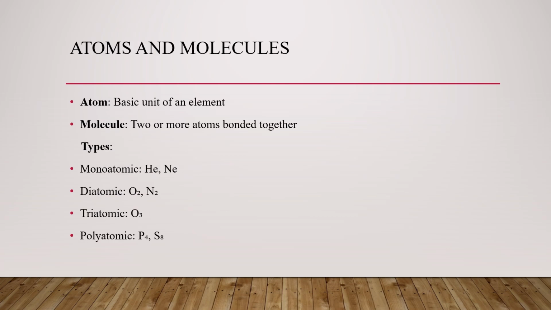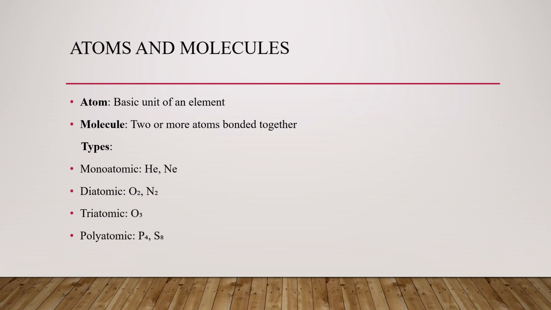Next, atoms and molecules. Atoms. An atom is a basic unit of elements. That means an atom is the smallest unit of an element. And molecules are a group of two or more atoms bonded together.